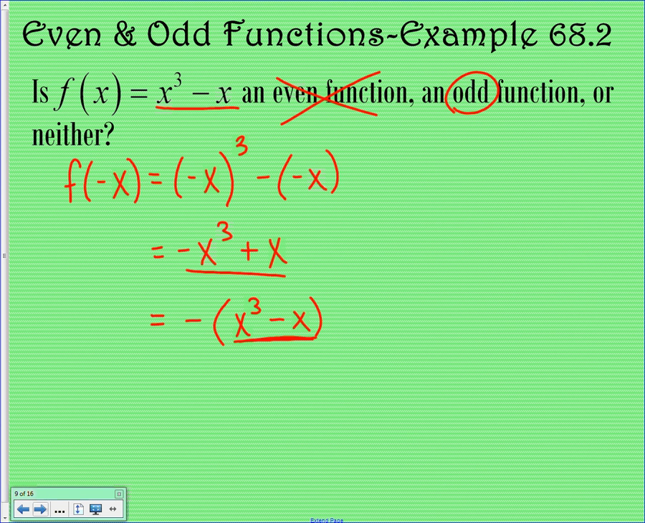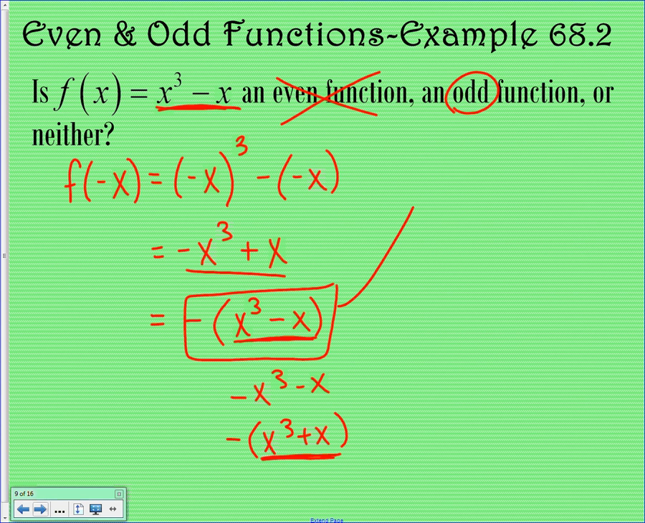However, if we had had something like negative x cubed minus x, and we factored out a negative, this function here is not identical to the top one right up here that they gave us. So that would be an example of a neither. But this one right here is an odd function.